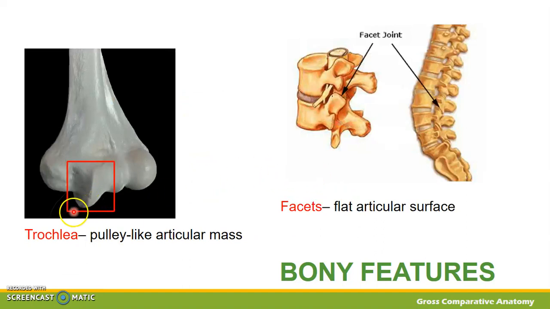Other articular projections include trochlea. So these are pulley-like articular masses. So it's like a pulley that articulates with a corresponding structure in another bone. When we say facets, these are flat articular surfaces. So instead of having a round projection, they are flat. So they are facets. They articulate with a fovea, for instance.